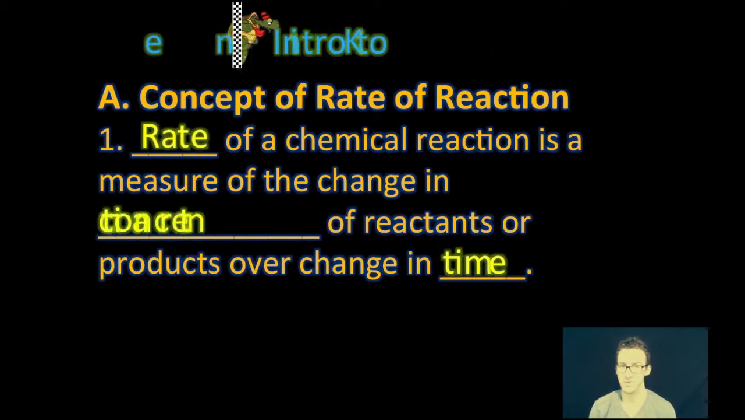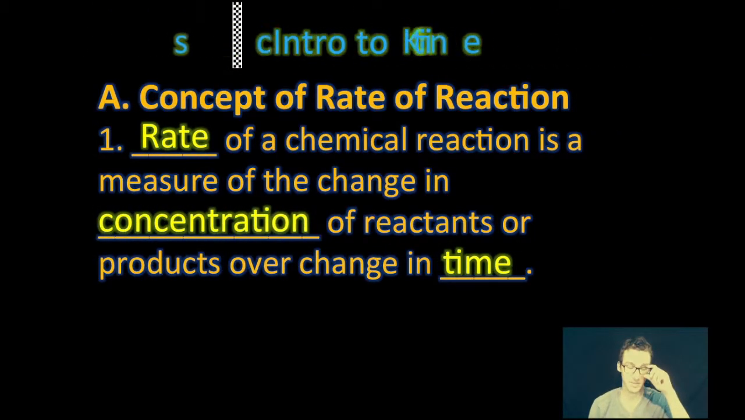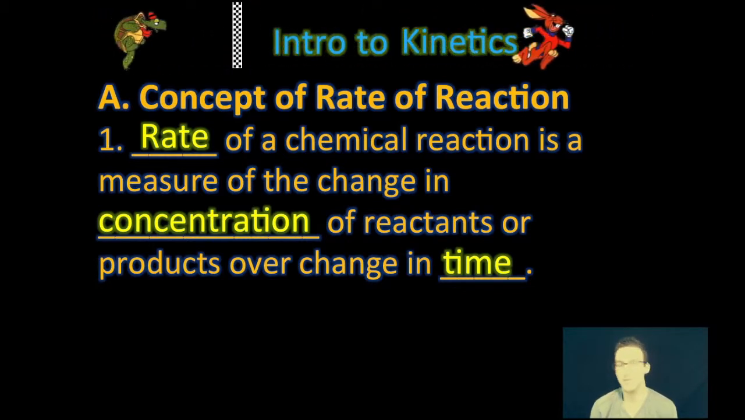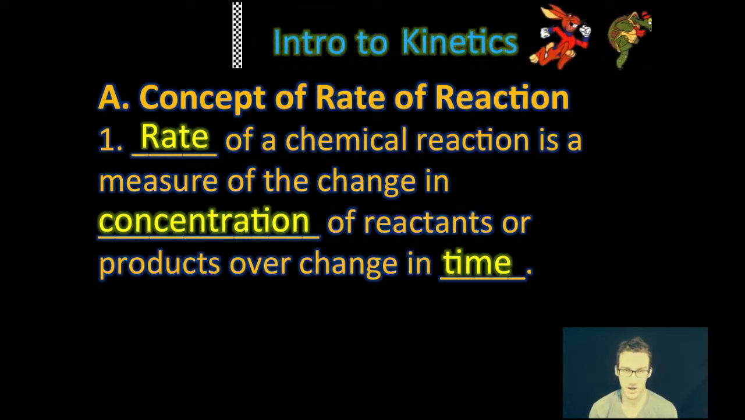Okay, so first things, what is a rate? I'm confident that we have heard rates in other contexts, but a rate of a chemical reaction is just a measure of the change in concentrations of reactants or products over the change in time. Essentially, how fast or how slow is a chemical reaction going to proceed?